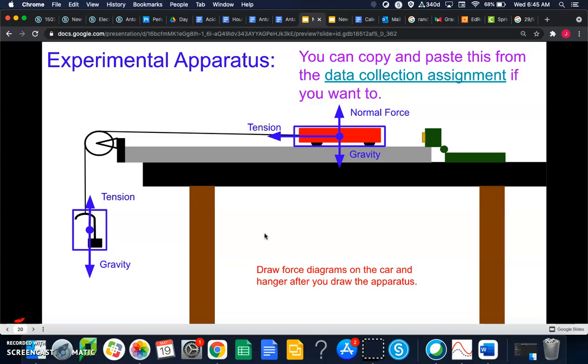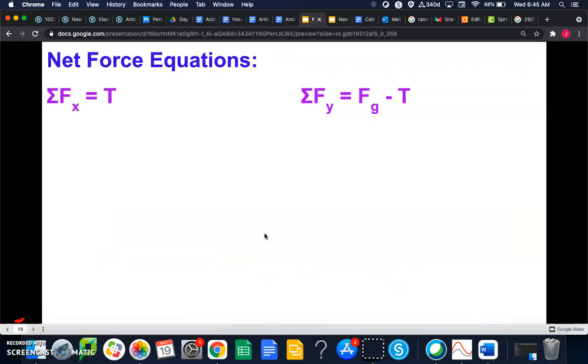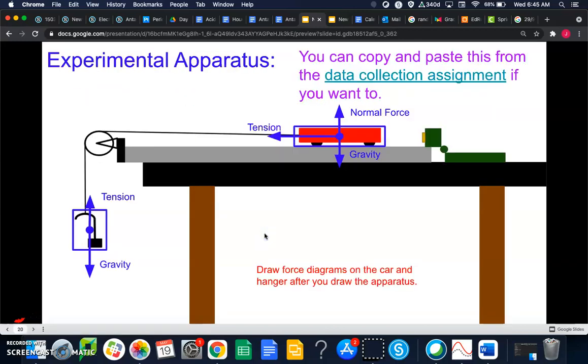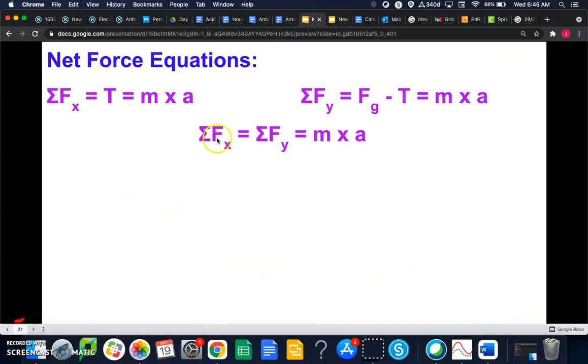Okay? And then, because the whole system is moving together, because the car is connected to the hanger by a string, that means that the car and the hanger are always the same distance apart, which means that they accelerate at the same rate. And so what that tells us is that our sum of forces in the x direction is going to be equal to our sum of forces in the y direction. And that will be mass times acceleration. That's our net force.